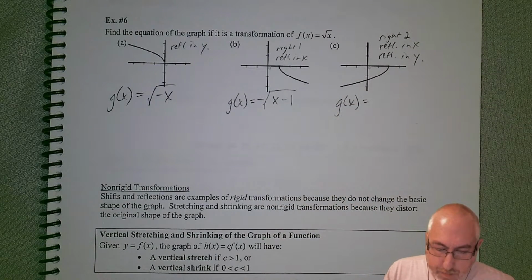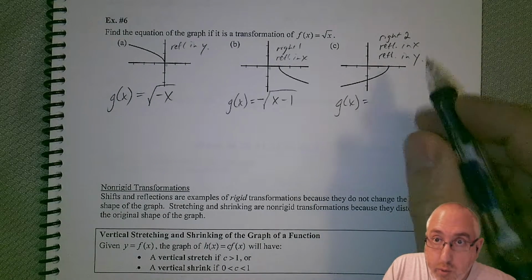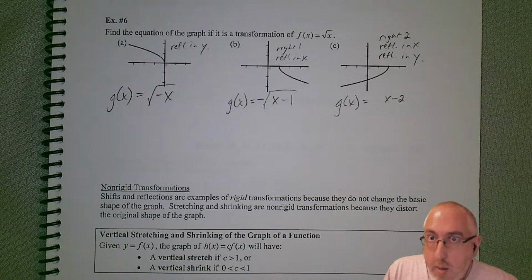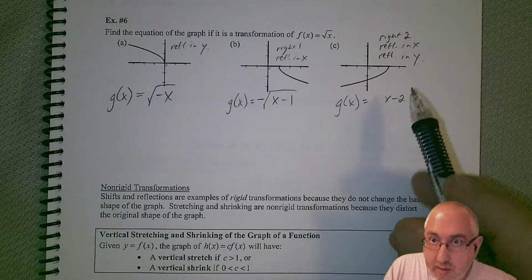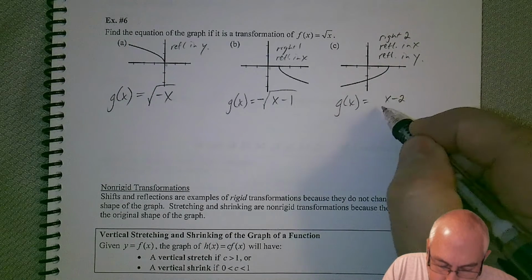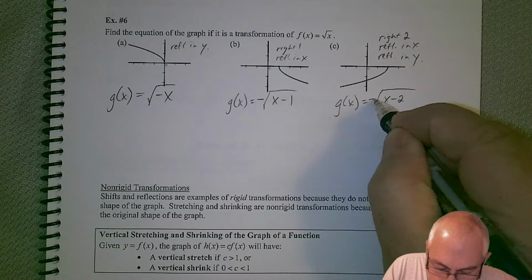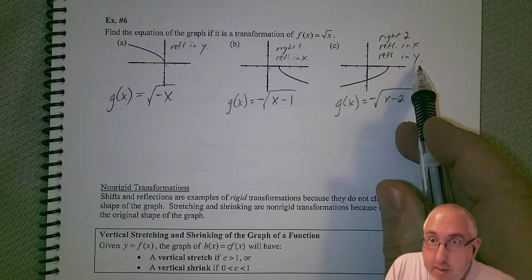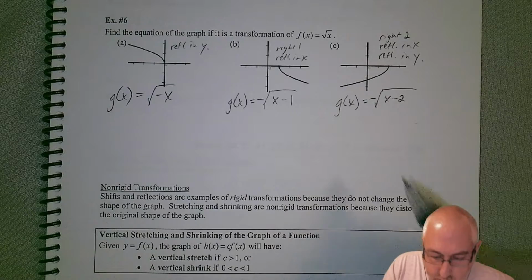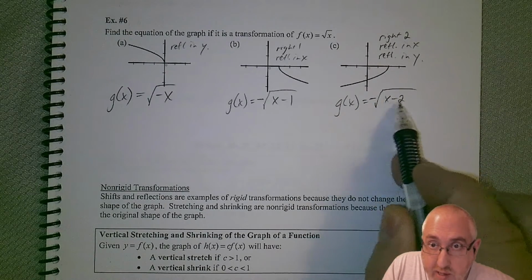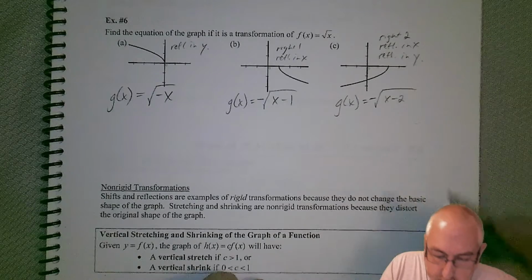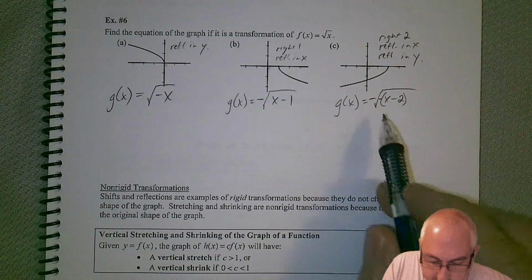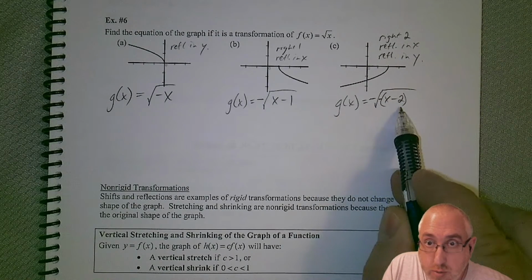Well, if we wanted to go to the right 2, we know that we'd have to have an x minus 2. But if we want to reflect it in the x, we got to negate the whole function. So we wanted to put a negative out in front, but we also want to reflect it in the y. So that means we have to negate the value of x. So this whole thing, we have to consider our x. That's our input. So we want to negate that as well. Kind of hard to see it, but we have a negative parenthesis x minus 2 close.